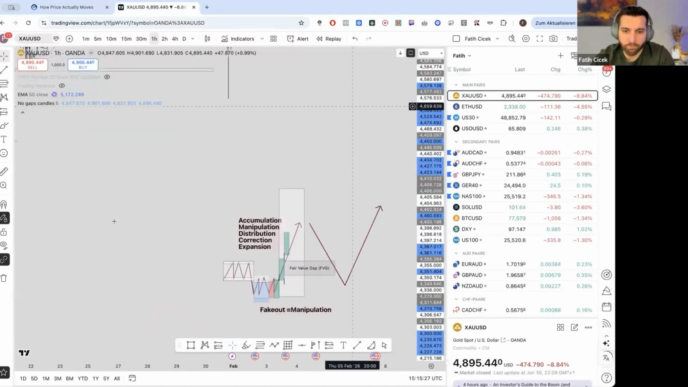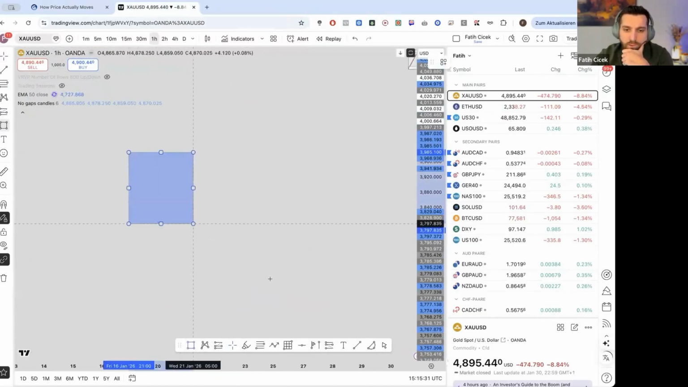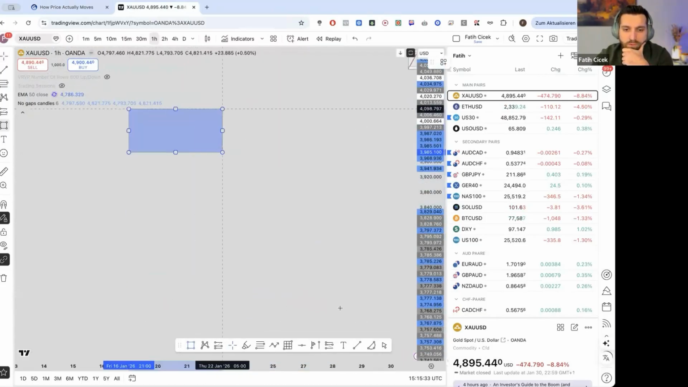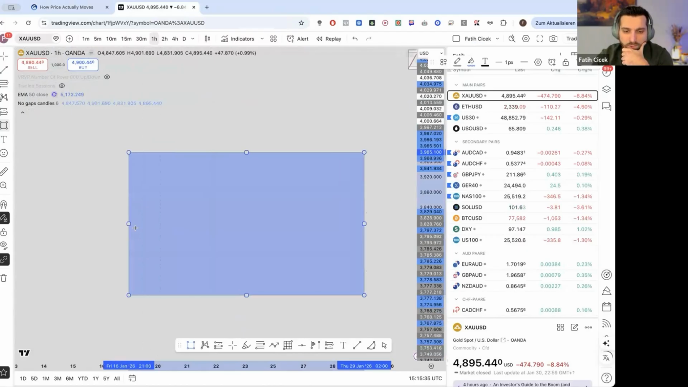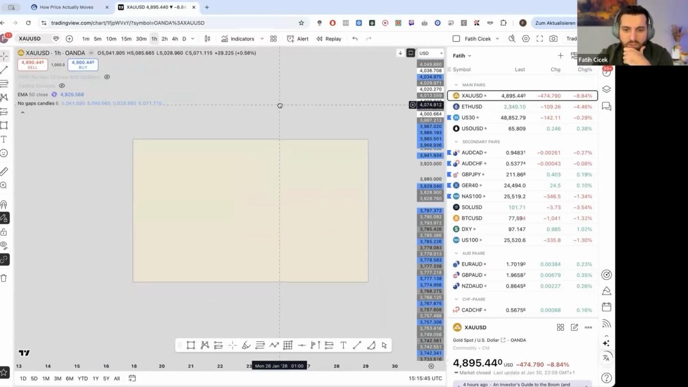I'm going to give you a simple illustration now. Let's just imagine that we have a range. This is going to be our range. Let me change the color. Let's make this yellow. This is going to be our range that price moves in between.